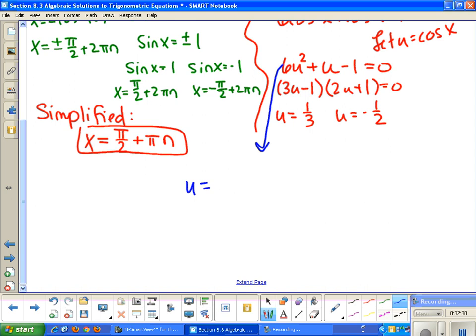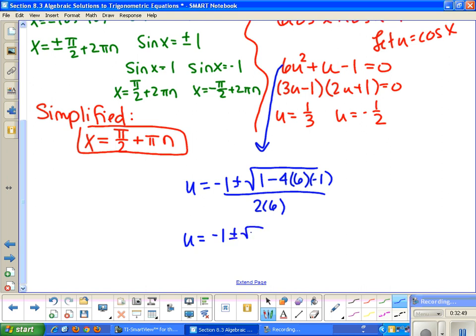I would get u is equal to, my b value is 1, so -1 plus or minus the square root of 1 squared, which is just 1, minus 4 times a, which is 6, times c, all over 2 times a, which is 2 times 6. So if I simplify this, u is equal to -1 plus or minus the square root of 25 over 12, which is equal to -1 plus or minus 5 over 12, which means that u would be equal to, if I do -1 plus 5 divided by 12 and -1 minus 5 divided by 12, notice I would get 1/3 or -1/2, which is the same as what I got when I did factoring.